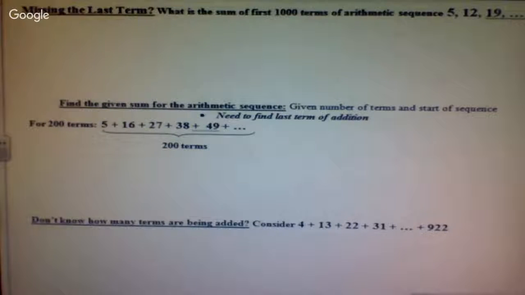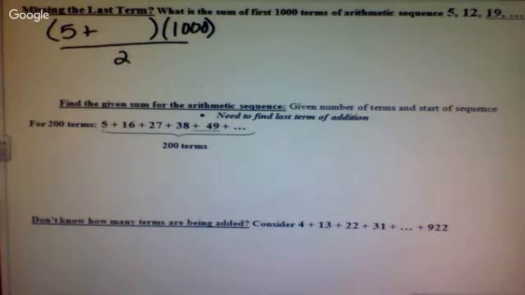So, what in the world do I do if they give me the first number, they tell me how many terms, but they don't tell me what the last number is? What's my first number that I'm trying to add? 5. Plus 12. They don't tell me what the last number is. They want me to do the first 1,000 terms. So my end value here is 1,000 divided by 2. I need to find out what this number is before I can continue. So in order to do that, we have to go back to that a sub n.